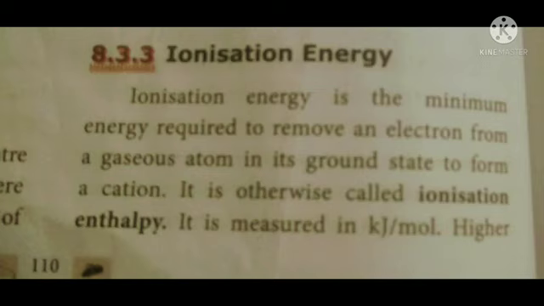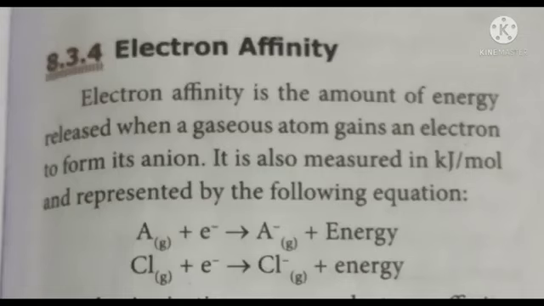The next one is electron affinity. It is the amount of energy released by an atom when it gains an electron. After receiving an electron, it becomes an anion, and energy is released. That energy is also measured in kilojoules per mole. So that is called electron affinity, the amount of energy released by an atom when it accepts an electron to form an anion, and it is measured in kilojoules per mole. So ionization energy and electron affinity are both measured in kilojoules per mole.